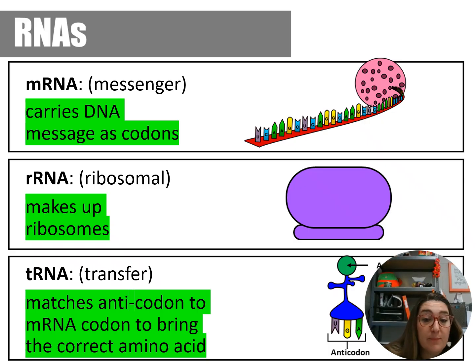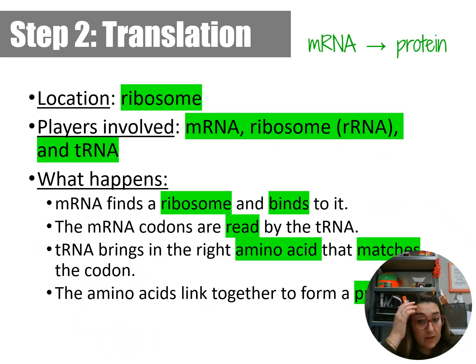So let's look at how that step works a little bit more in detail. So translation, or that codon chart, reading those codons, takes place at the ribosome. And we need the messenger RNA, or the message that was brought from the nucleus. We need the ribosome to read the message. And we need the tRNA. He's like our sous chef. He's going to bring us the ingredients to put together to make our cake. So the tRNA is going to bring us the amino acids we need to put together to make a protein.